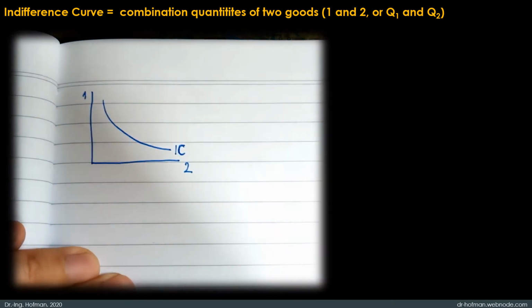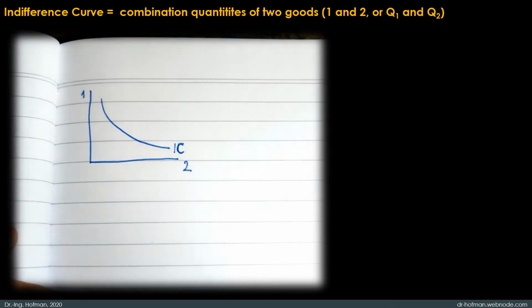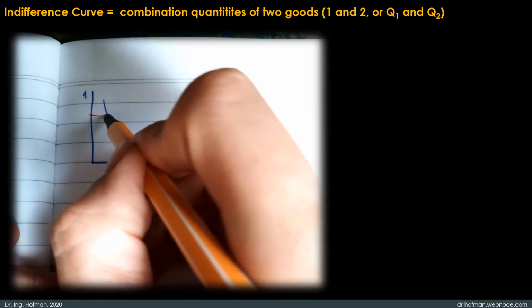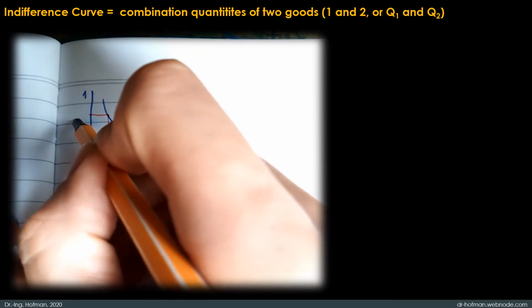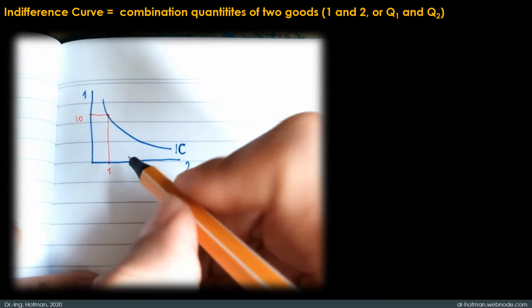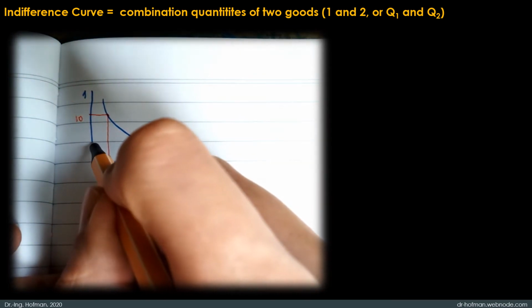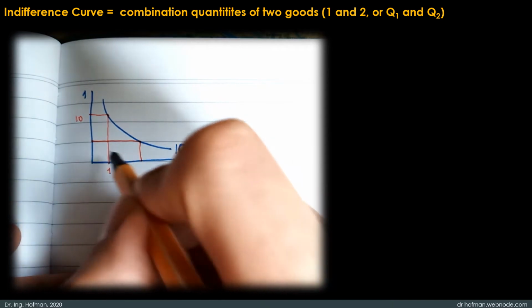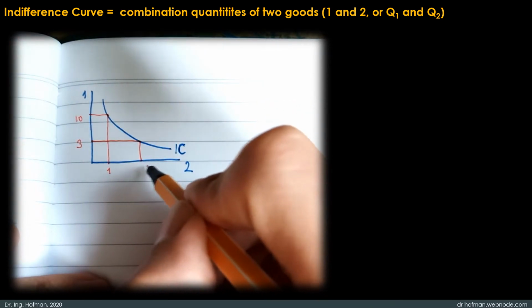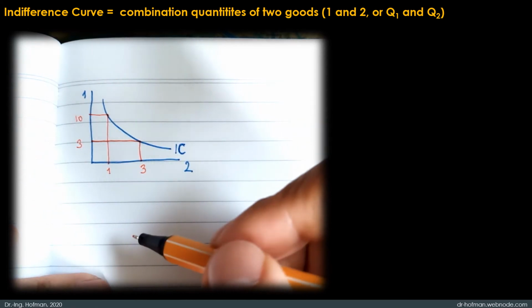Let's have just two goods. On the x-axis, good 2, on the y-axis, good 1. Along the indifference curve, you can find the combinations of the two goods 1 and 2 which bring the same utility.